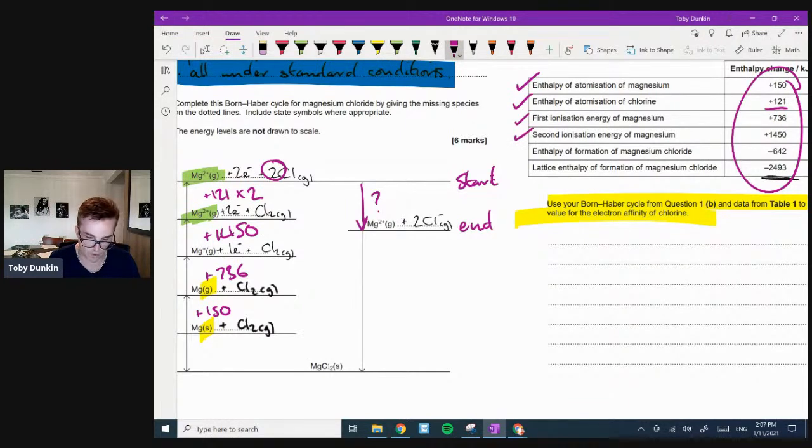Next, the enthalpy of formation of magnesium chloride. Oh, formation, first arrow, goes down here, minus 642. And then the final one, lattice energy of formation, minus 2493.